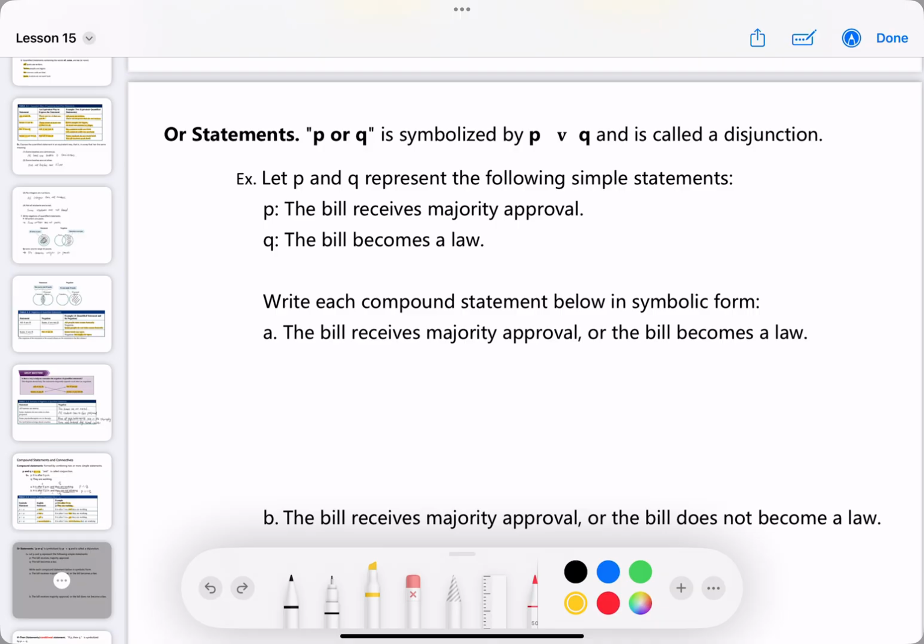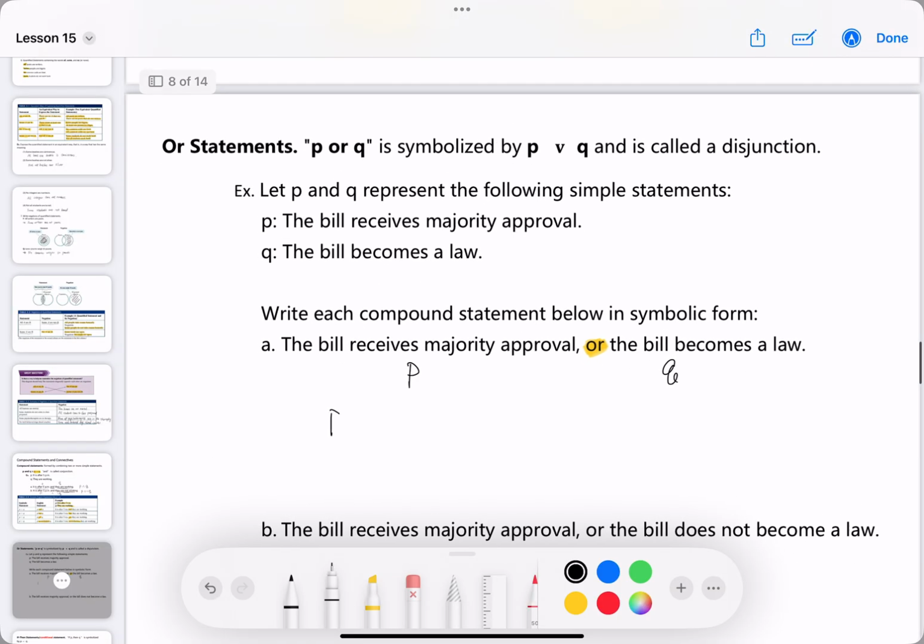Let's see. The bill receives majority approval. This is my statement P. And then I see or. Or is disjunction. Or the bill becomes a law. This is my Q statement. Rewrite this one in symbol form. It is P or Q.